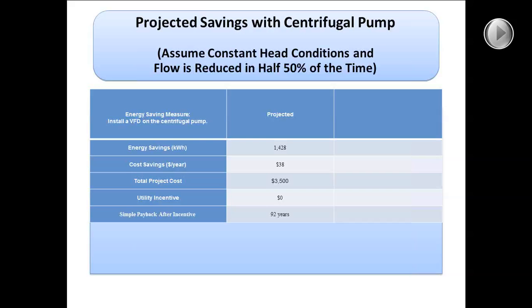And so if we were to run that analysis for that centrifugal pump with the flat pump curve, and you were running it half flow, half the time, our energy savings would only be 1,400 kilowatt hours per year. Our cost savings would be $38 per year. There's no incentive just because it's not a good energy saving project, and this project would not pay for itself for 92 years. And so a VFD under that application on a centrifugal pump would not be a good idea.